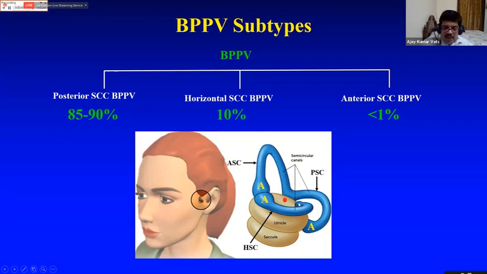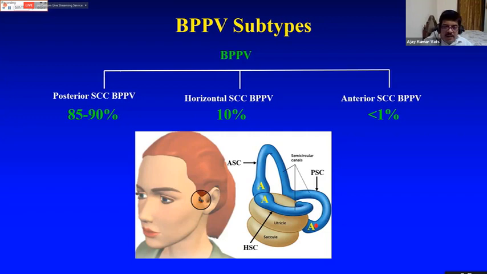Why is the posterior semicircular canal BPPV most common? This red one represents a degenerative otoconial debris which has detached from the utricular matrix. And if it enters the common crus region, it will fall and will get entrapped near the ampullary end of the posterior semicircular canal because of its gravity dependent position. That is the reason why the posterior semicircular canal BPPV is the most common variant of all variants of BPPV.